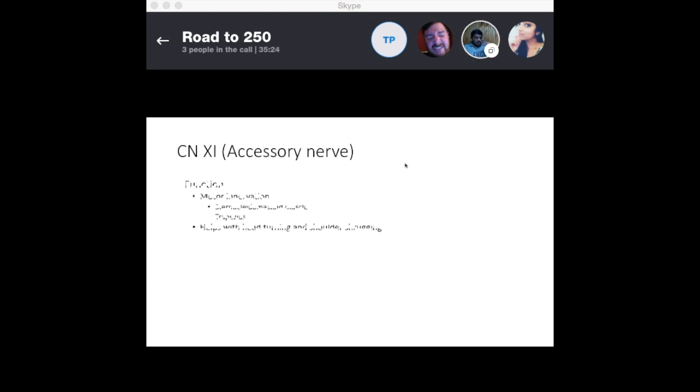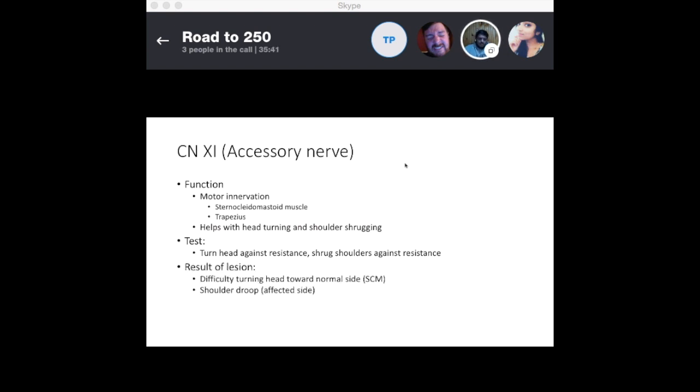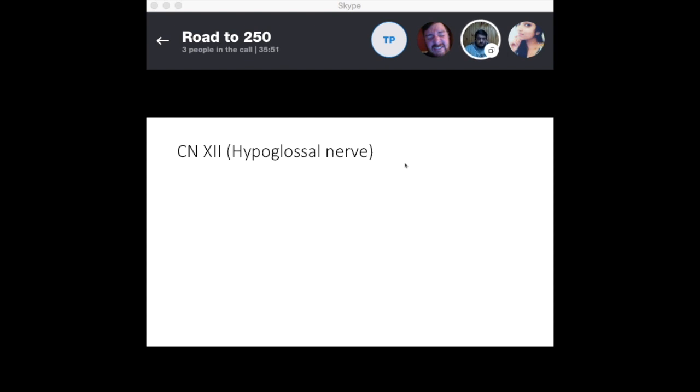Your accessory nerve function is motor innervation. It innervates the sternocleidomastoid muscle and your trapezius, which help with head turning and shoulder shrugging. The test you can do is turn the head against resistance or shrug the shoulders against resistance, and the result of a lesion will be difficulty turning the head towards the normal side or a shoulder drooped on the affected side. And this exits the skull through the jugular foramen as well.